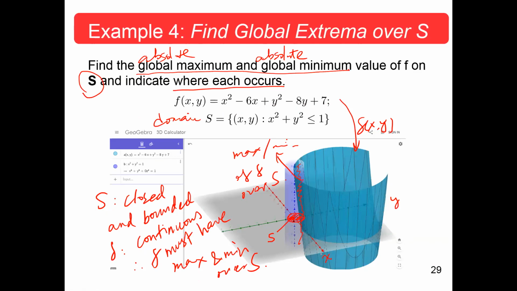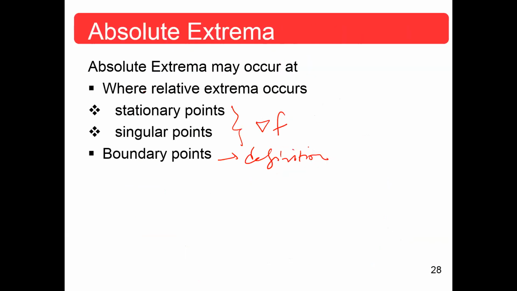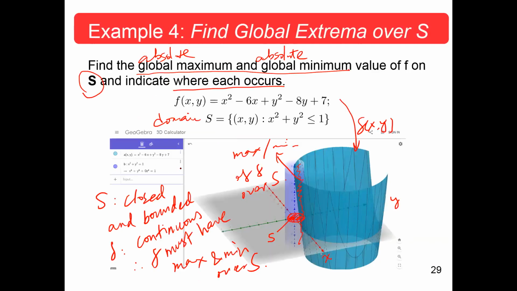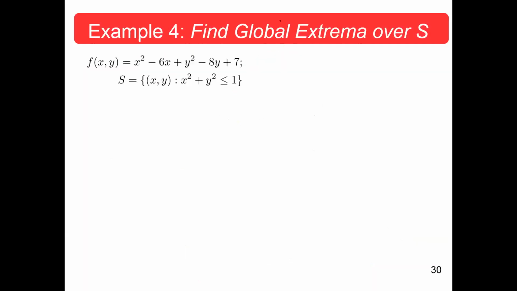So let's follow what we just discussed. We're looking at an absolute extrema. So let's consider the three types of points where the absolute extrema may occur: stationary point, singular point, as well as the boundary points. So I'm going to use this slide. First of all, let's consider stationary point or singular point.